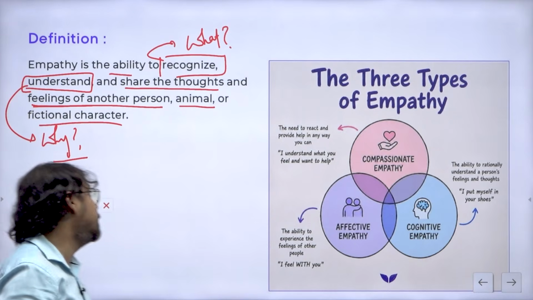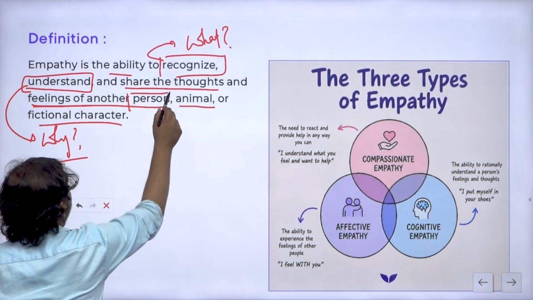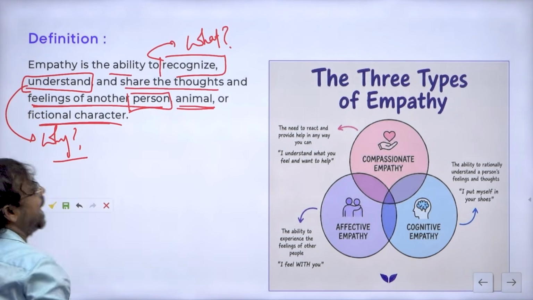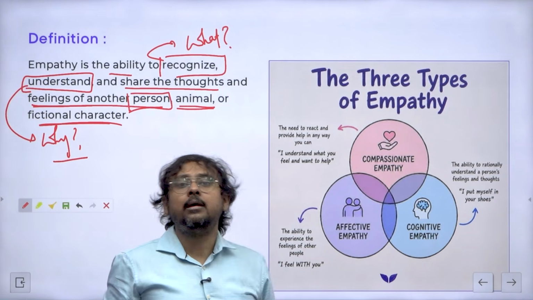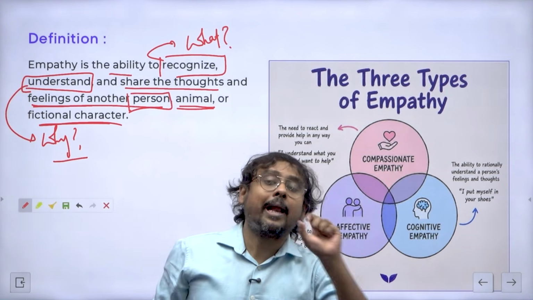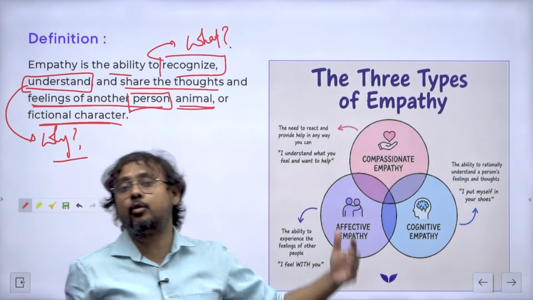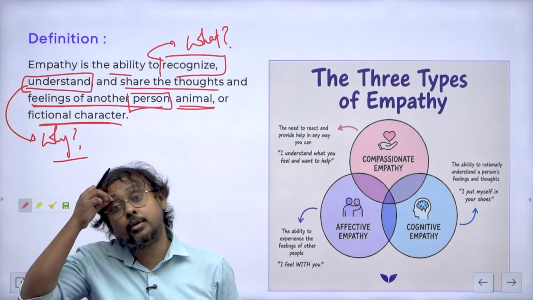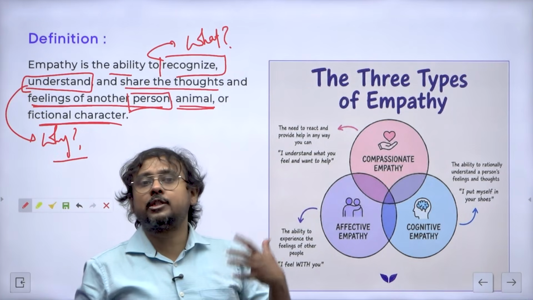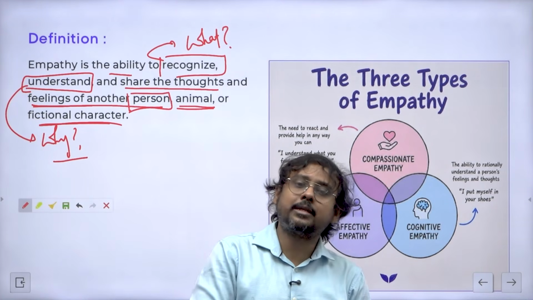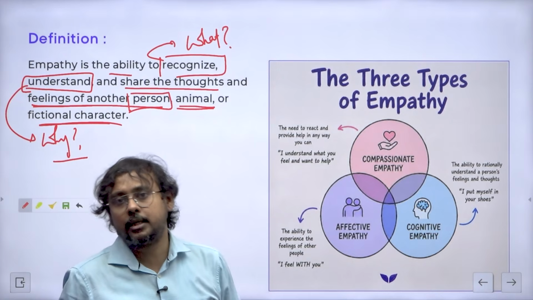Now, this is very important. It is not only a person. It is also animal and fictional character. We will not just write person. It is animal and fictional character for a reason. Recently, we have seen the Supreme Court has passed a judgment against the street dogs, right? For that, many dog lovers, many animal lovers have come to the street protesting that particular judgment, right?